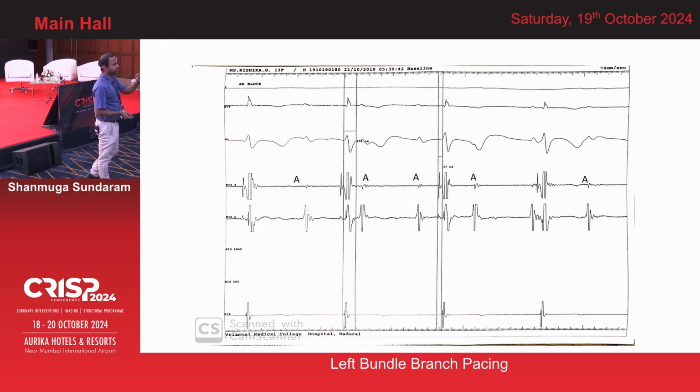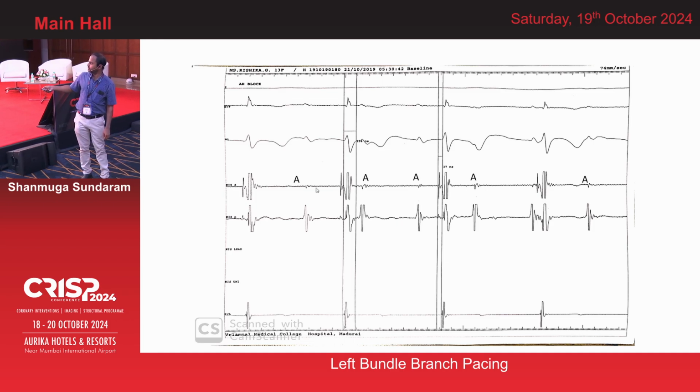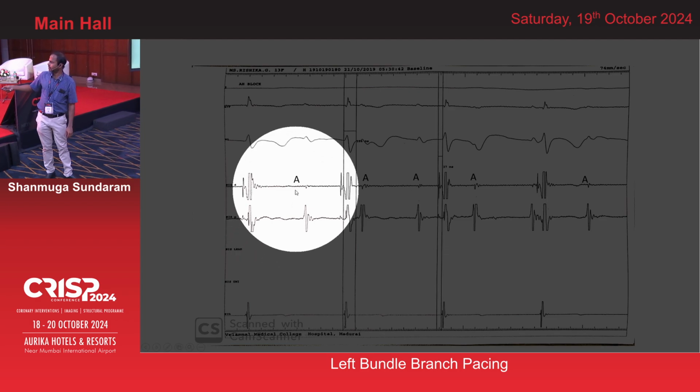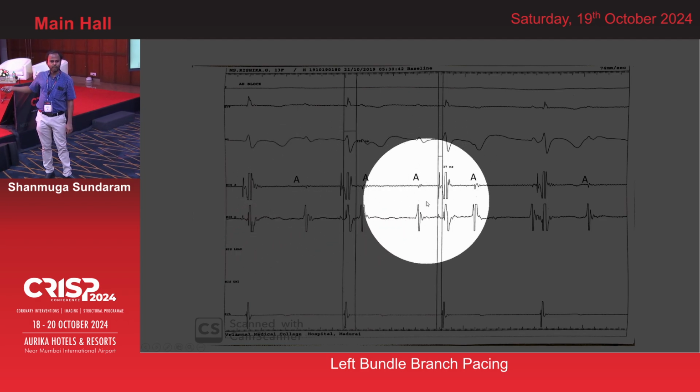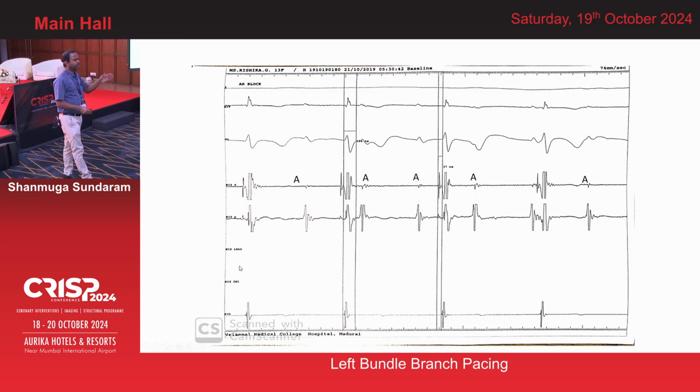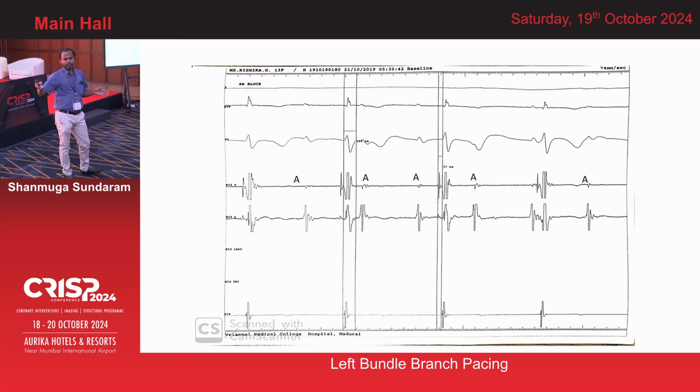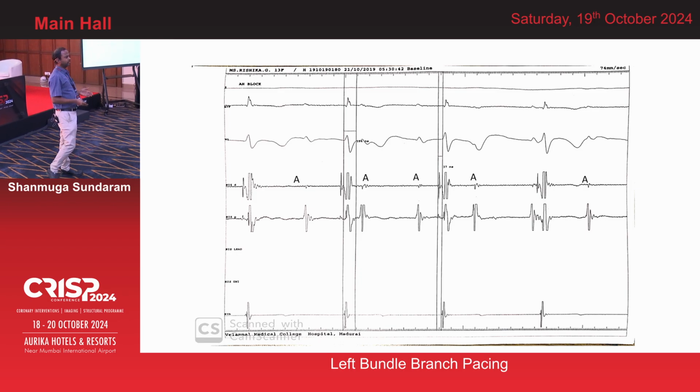But the most important thing which I want you to identify is that not all the A's are followed by H. You can see not all the A's are followed by H, but the H is preceding every ventricular electrogram. That means that there is some problem between the A and H, but the H and V is normal. Exactly.